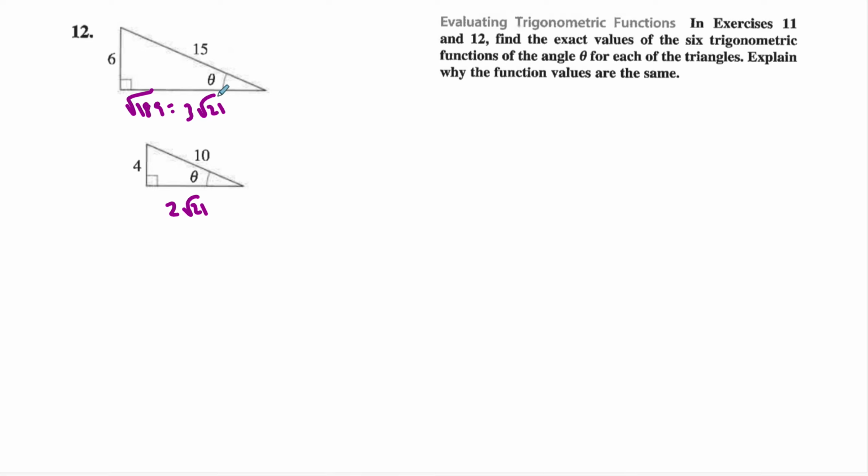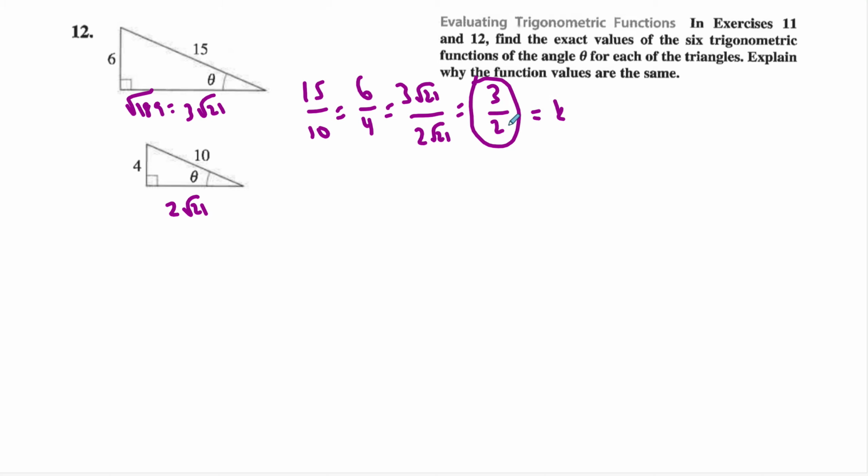Why are they the same? Well, it turns out that these triangles, if you look at this ratio, so if I take the ratio of hypotenuse to hypotenuse, 15 is to 10, as well, this is the opposite of theta, so these correspond to 6 is to 4, as 3 root 21 is to 2 root 21. Turns out that all of these, when you reduce them, are 3 halves, which means this is the common scale factor between these. So these are similar triangles, which, as you know from geometry, means all the angles are the same, which is why when you're finding the sine, the cosine, and everything like that, they're going to be the same, because really this is the same angle.